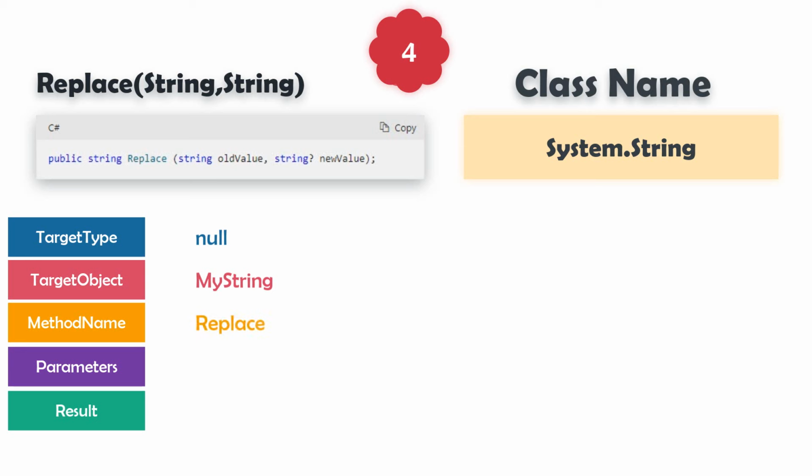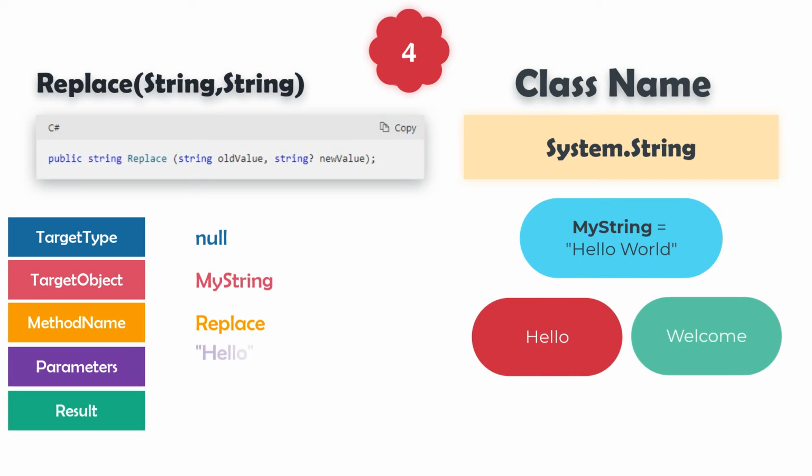Then we write the method name, replace. After that we add the parameters. We have two parameters of type string. The first parameter is the old value, what I want to replace. And the second parameter is the new value, what I want to set instead of the old one. We can use variables for the both parameters, or we can set the values directly. Assume we have the following text in the instance. And I want to replace the word hello with the word welcome. So I set the old value equal to hello. And the new value equal to welcome.